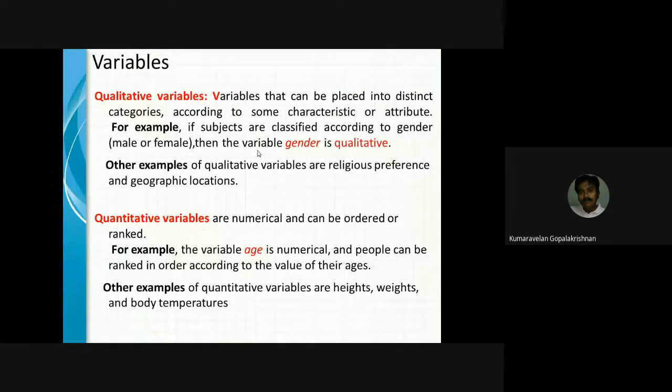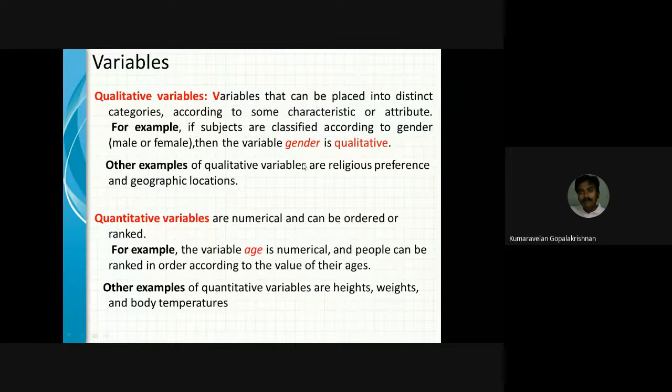Otherwise, I can say categorical variable or continuous variable. Some authors say like that, right? But usually social science researchers call them qualitative and quantitative. We computer science people call the variables either categorical in nature or continuous in nature. Let us see here.